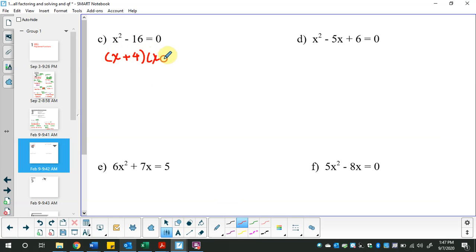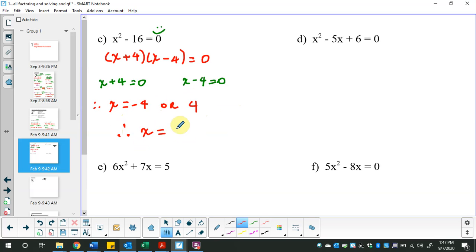Remember that you could have x minus 4 as a bracket before x plus 4. Don't forget the equal 0. You can't do this unless it's equal 0. So x plus 4 equals 0, x minus 4 equals 0, x equals -4, or x equals positive 4. You can make this statement, which is only good for conjugates, so it's only good for difference of squares.